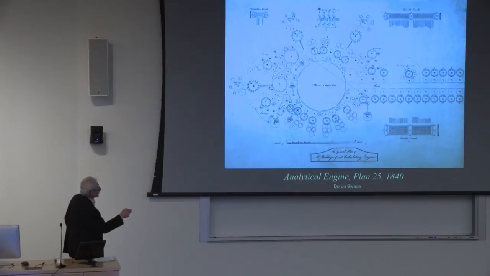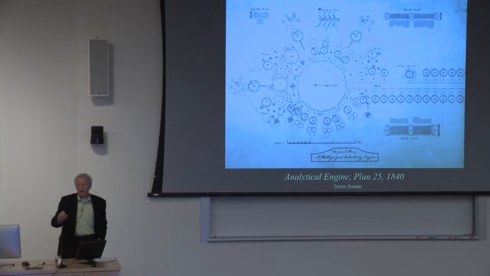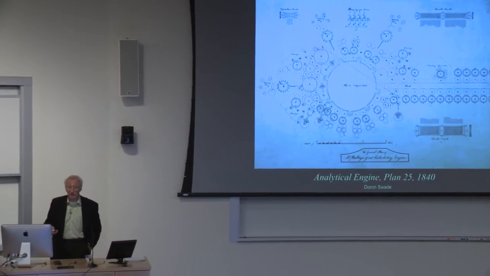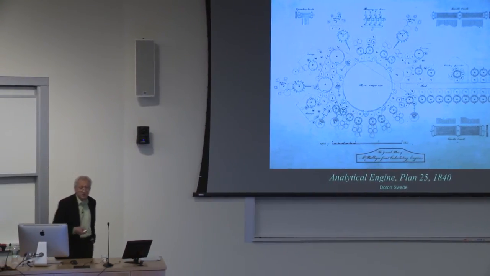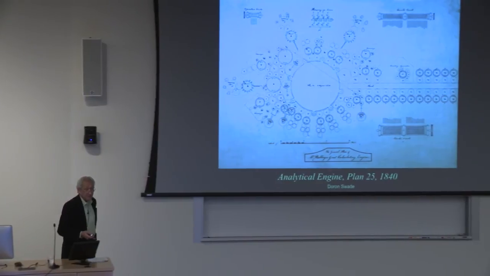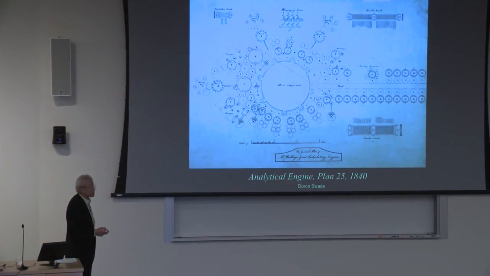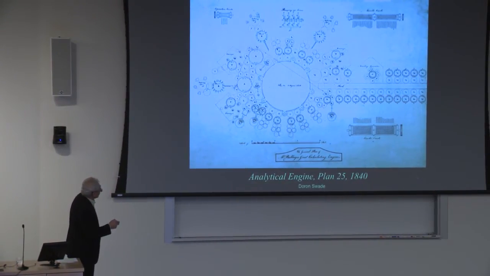So let's first look. That's the mill. That would correspond to the central processing unit, and this is the memory, what he called the store. We call it memory, he called it the store. So that's where the data was kept. So firstly, you see the separation of mill and store, of CPU and memory, which is a feature of the von Neumann architecture, which has dominated computer design since 1945, separation of store and mill.